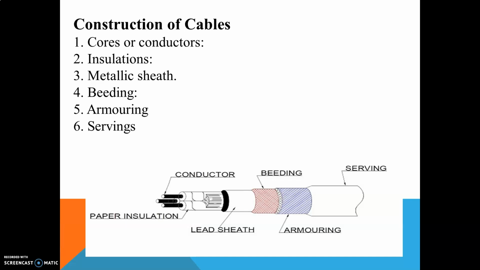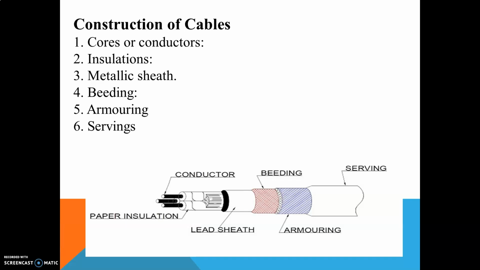The next is armoring. There is a possibility of damage to the cable during handling, pulling or laying. In order to avoid this and protect the cable, one more layer in the form of round galvanized steel wire or strip or tape is provided, which is called armoring.